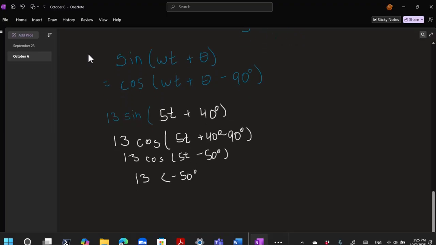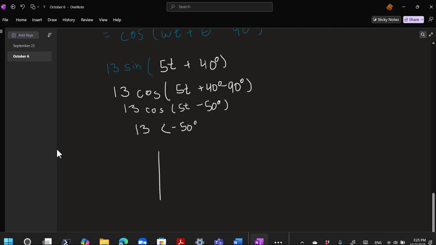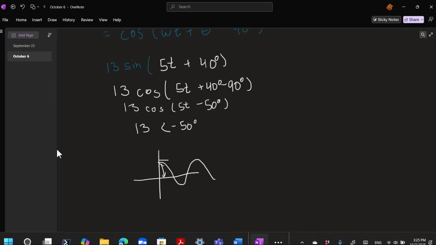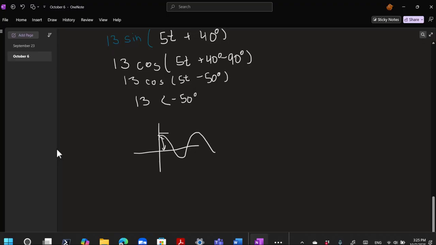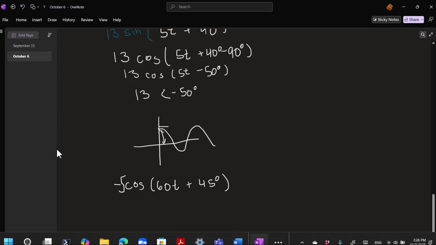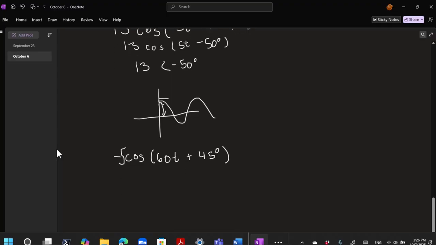Another thing that we want is, since we're talking about cosines and we're talking about our amplitude being the maximum height, we don't want to have a negative number in our phasor. So if I had something like negative 5 cosine 60t plus 45 degrees, the way to turn that into a phasor is I have to get rid of the negative.